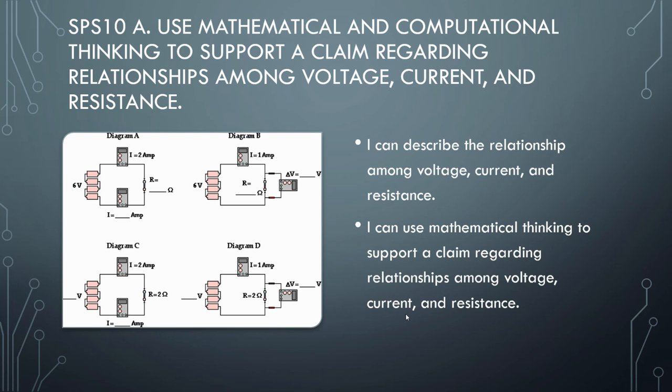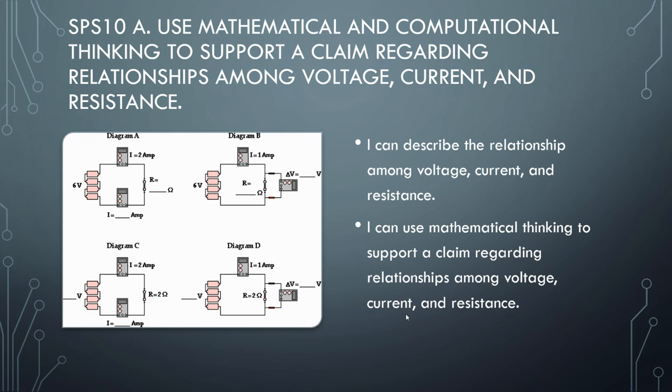And in this part of the unit, students will be able to describe the relationship among voltage, current, and resistance, and tell me what's happening if one of those three variables is held constant, using terms like directly related or indirectly related.